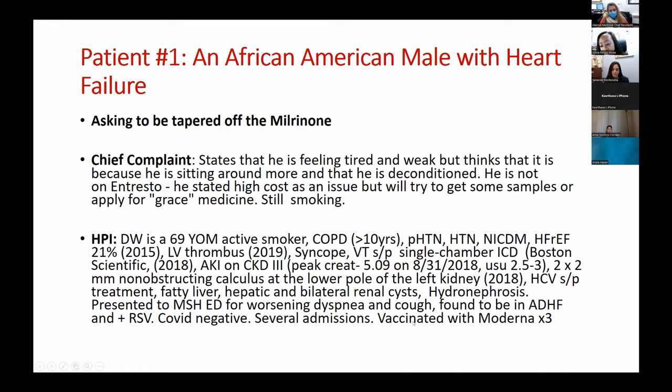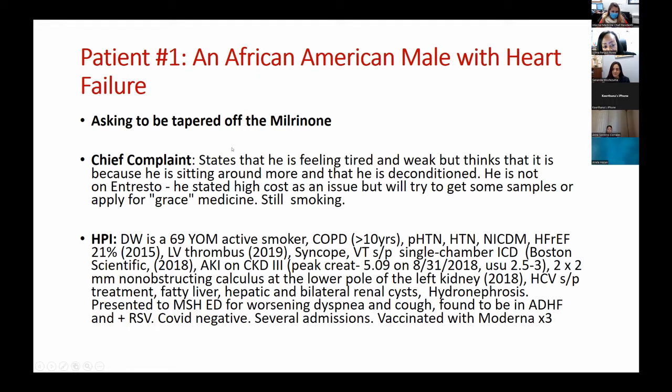But as I mentioned, he continued to smoke. And then on top of that, he developed an infection around the end of December. It was RSV, not COVID, but that really debilitated him. And so he had several admissions after that. And fast forward now to March, April. So he was admitted several times, and he was started on milrinone.